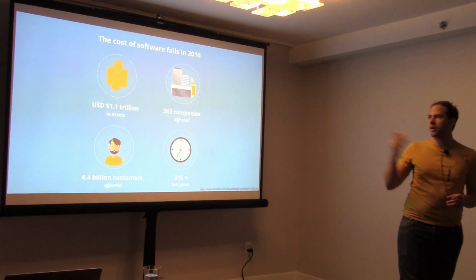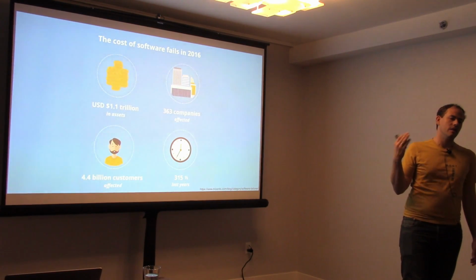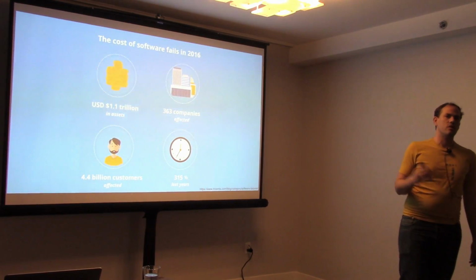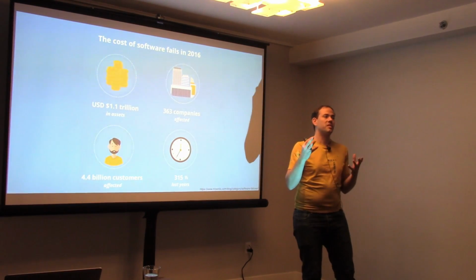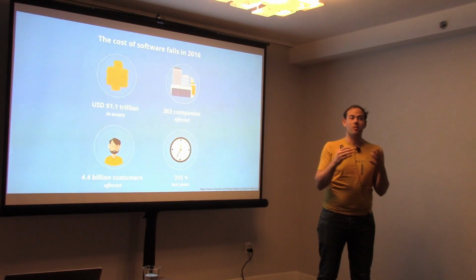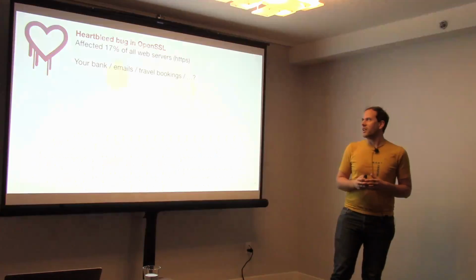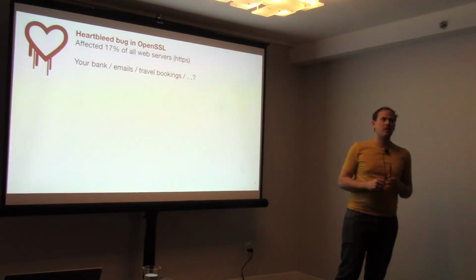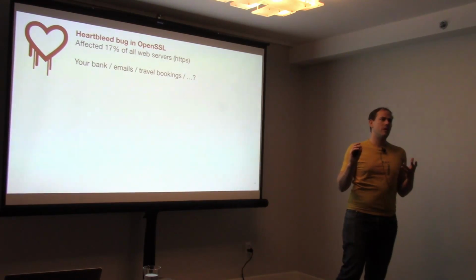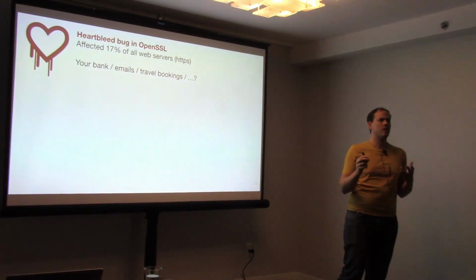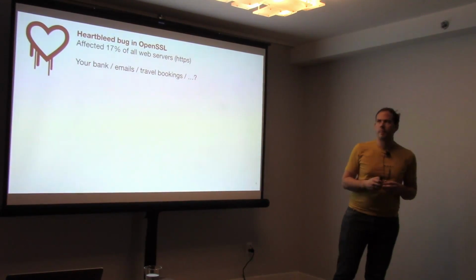For example, researchers have estimated that in 2016 alone, the cost of software failures was somewhere between the gross domestic product of Mexico and Spain. Right? So we're talking about a massive amount of losses here. So let's take one particular example, which is the heartbeat bug in OpenSSL. Let's see how maybe program analysis could have helped prevent this bug, and then let's discuss why that didn't happen.